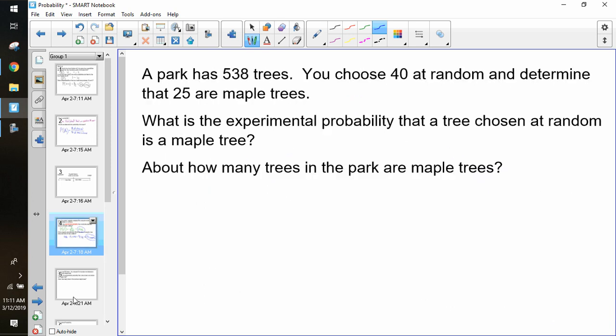All right. So I want you to try this one. There's a park. It has 538 trees in it. You pick 40 of those trees at random, look at them, and figure out what their species is. You find 25 of those 40 are maple trees. We want to find two things. First, the experimental probability that if I randomly pick a tree in this park, it will be a maple tree. Then I want to figure out how many trees in the park should be maple trees based off that probability.